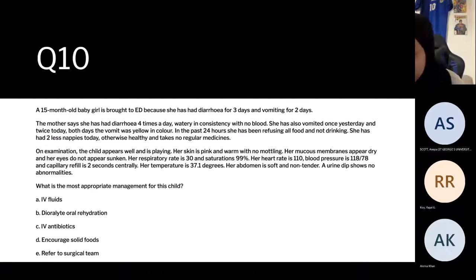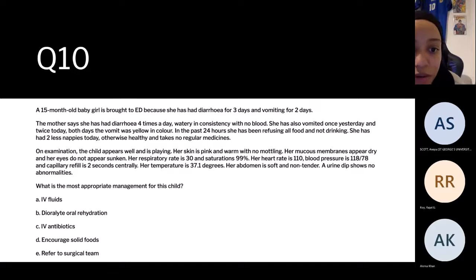So we'll move on to the next question. A 15-month-old baby is brought to ED because she has had diarrhea for 3 days and vomiting for 2 days. The mother says she has had diarrhea 4 times a day, watery in consistency with no blood. She has vomited once yesterday and twice today. Both days the vomit was yellow in colour. In the past 24 hours, she's been refusing all food and not drinking. She has had 2 fewer nappies today, is otherwise healthy, and takes no regular medications.